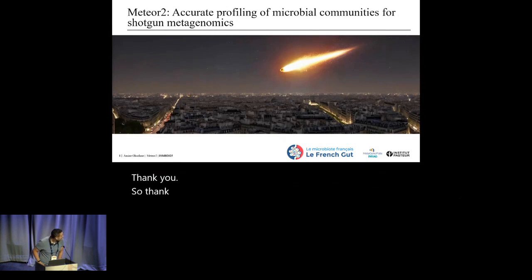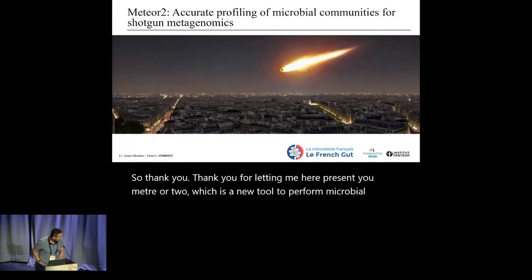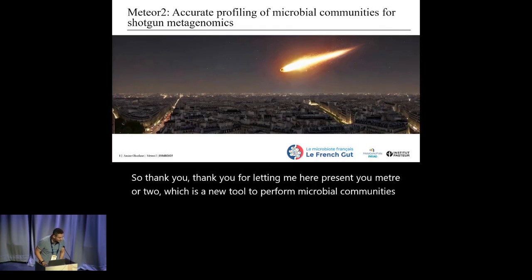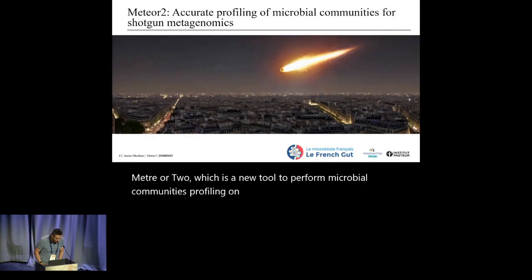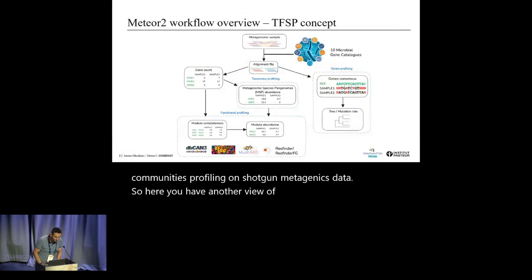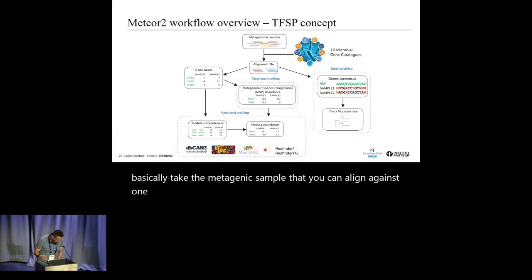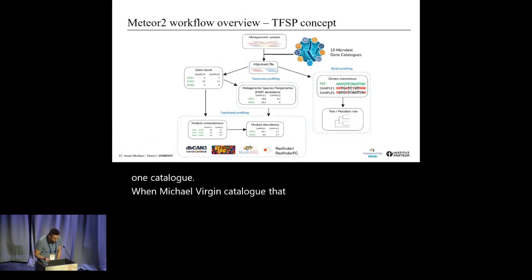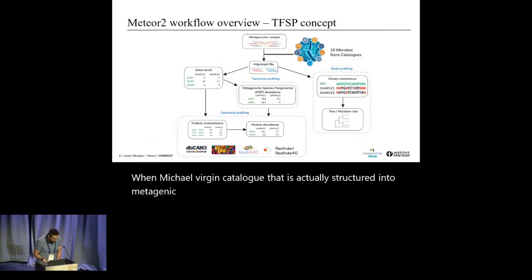Thank you for letting me present to you Meteor2, which is a new tool to perform microbial community profiling on shotgun metagenomics data. Here you have an overview of the workflow. We basically take the metagenomic sample that we can align against one microbial gene catalog that is structured into metagenomic species, environment specific, and also annotated.